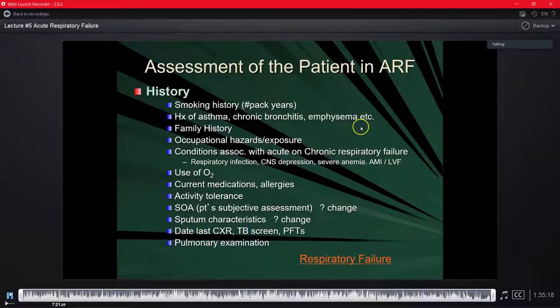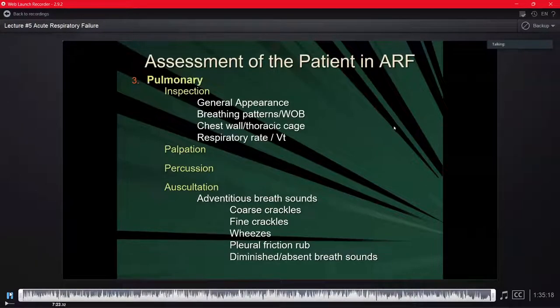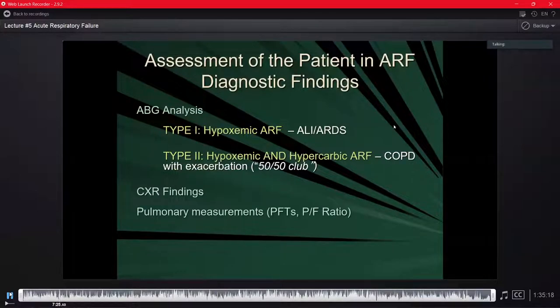So, move past that. We already know all this, we already know assessments. I will just close really quick. Type 1, ARF, acute respiratory failure. Okay, we're thinking ARDS and ALI. Okay, hypoxemic acute respiratory failure is type 1. Type 2 is hypoxemic and hypercarbic, meaning I'm retaining carbon dioxide, and this is where we fall into that COPD category for chronic bronchitis, specifically emphysema patients.